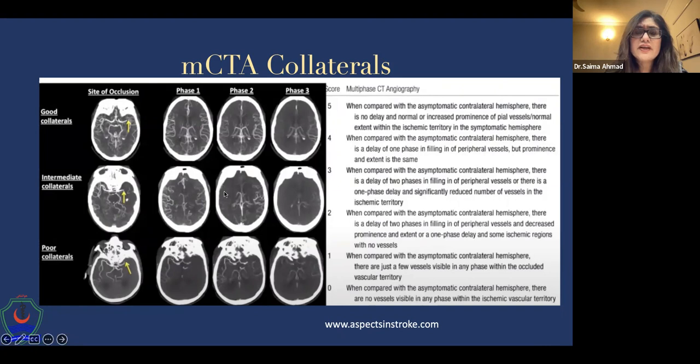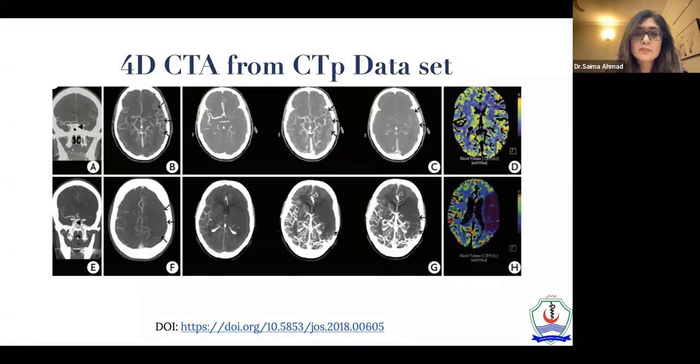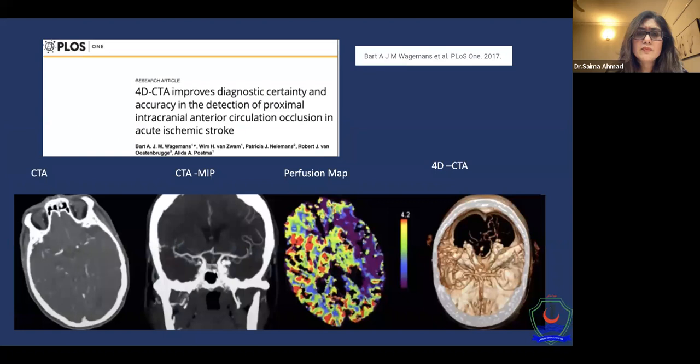So one in the arterial phase, then in the early venous and in the late venous phase. And again, you can do the practice here at this website. It is a very good website for this. So again, it is already established. This I have taken from the paper, the 4D CTA you can obtain from the CTP data sets, and it's very easy to do.